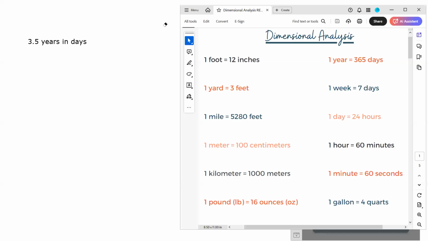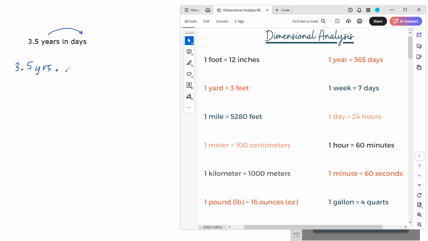Let's look at converting years down to days. So big number or big concept, a whole year, down to a smaller concept of days. So 3.5 years here, we know that's going to be a lot of days, right? It's going to be a larger number. And so let's start with what we're given, 3.5 years.